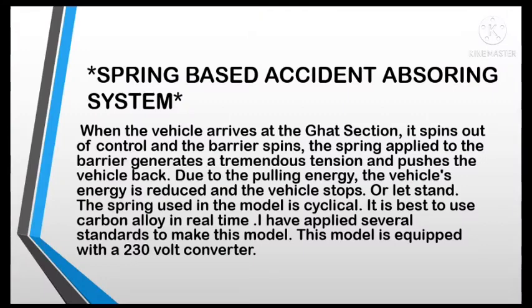The fifth one is the spring-based accident absorbing system. When the vehicle arrives at the guard section, it spins out of control and the barrier spins. The spring applied to the barrier generates tremendous tension and pushes the vehicle back. Due to the pulling energy, the vehicle's energy is reduced and the vehicle stops.